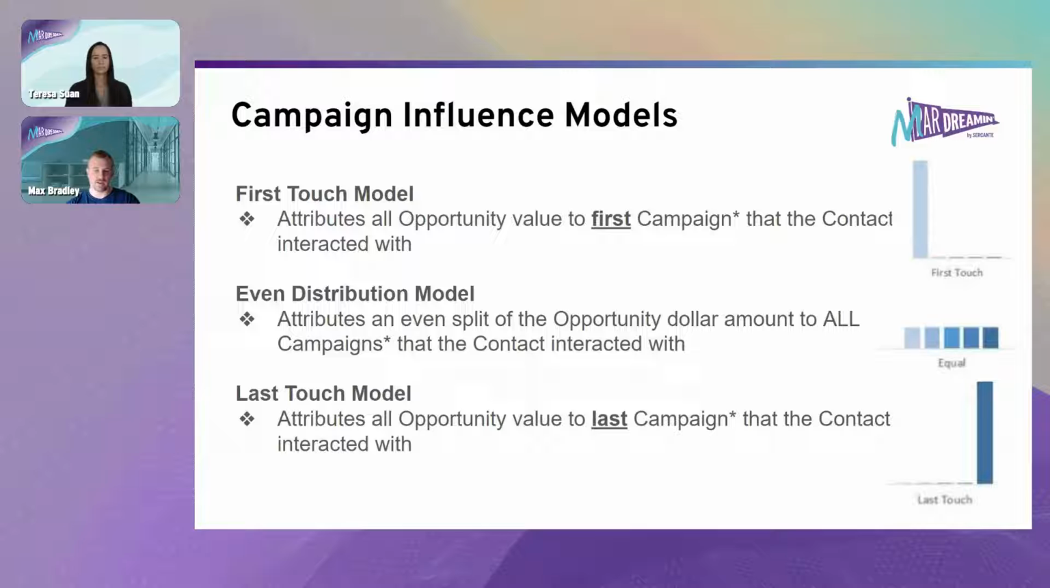So with these campaign influence models, there's three that we activate in Salesforce setup in campaign influence settings. And that's going to be our first touch model, our even distribution model, and our last touch model. The first touch model attributes all opportunity value to the first campaign that our contacts have interacted with. The last touch model attributes all opportunity value to the very last campaign that the contact has interacted with. And then the even distribution model just attributes an even split of the opportunity dollar amount to all campaigns that our contacts have interacted with.